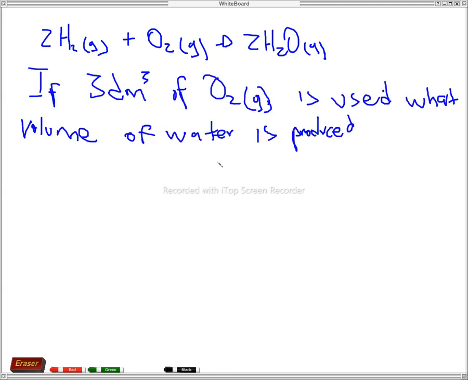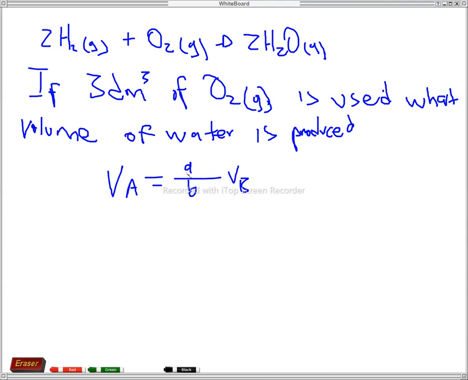So we're also given a statement that says if 3 decimeter cubed of oxygen gas is used, what volume of water is produced? You understand? So they want the volume of water. You know that when hydrogen and oxygen react, they form water. So in order for us to calculate the volume of water after this reaction, we apply the formula V_A over V_B equals a over b.